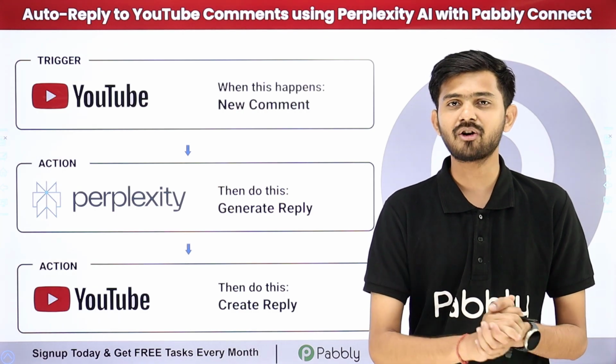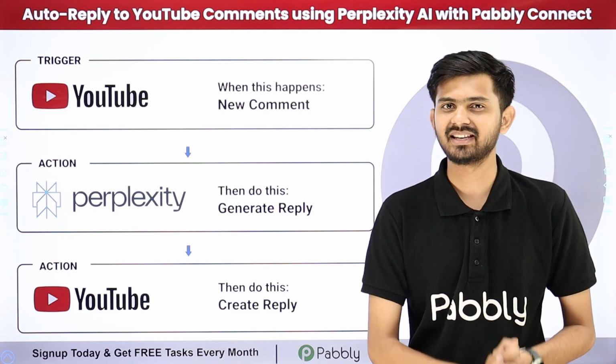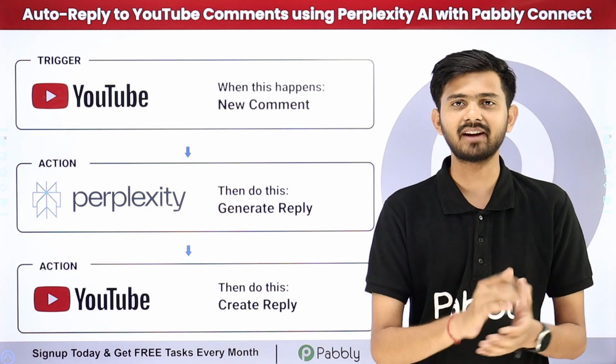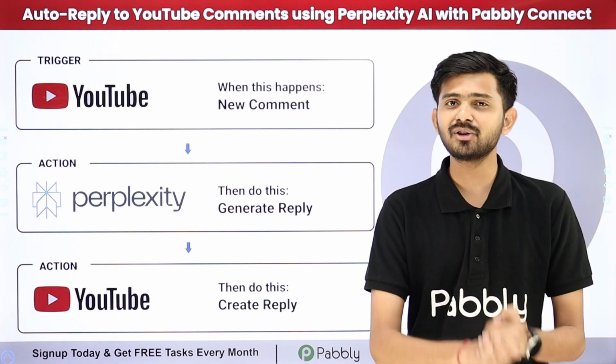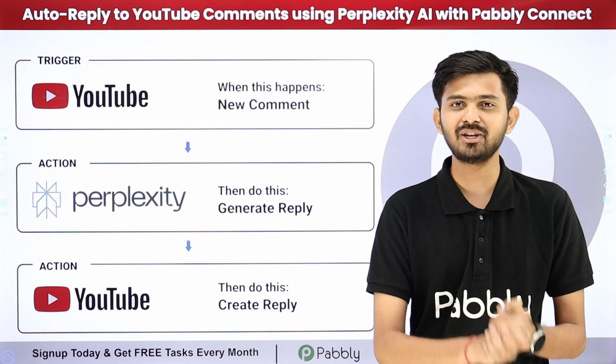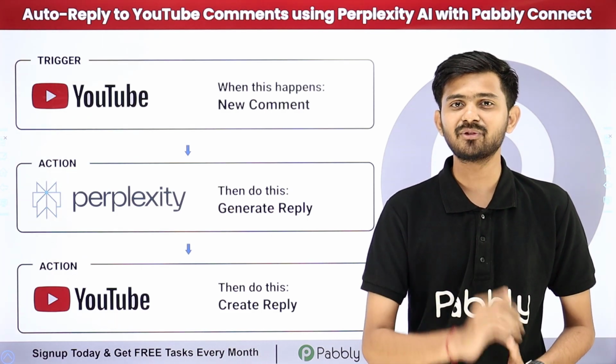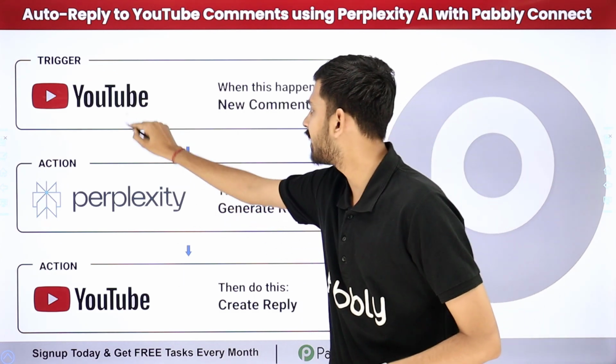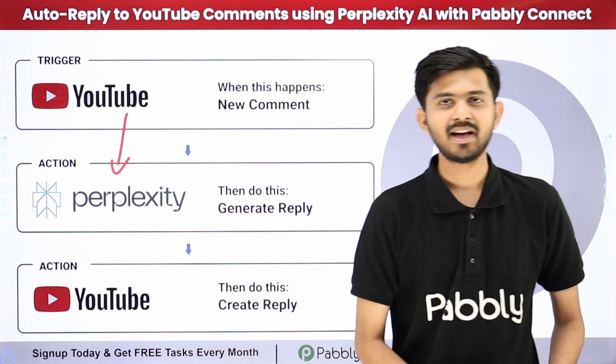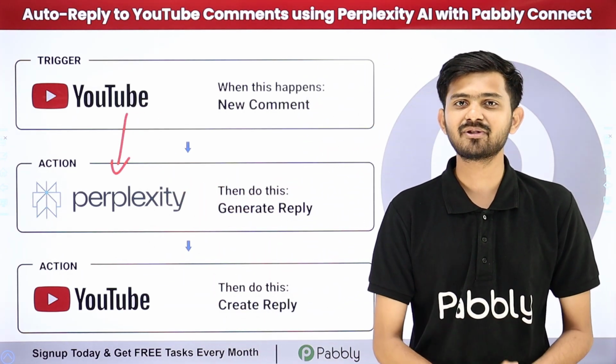So here for generating the comment reply, I'm going to use Perplexity AI, and as I'm going to generate that content for the reply, I'm going to automatically create a new reply on my YouTube video. So for my objective, I need to build a connection between YouTube and Perplexity AI. For building this connection, I'm going to use Pabbly Connect.